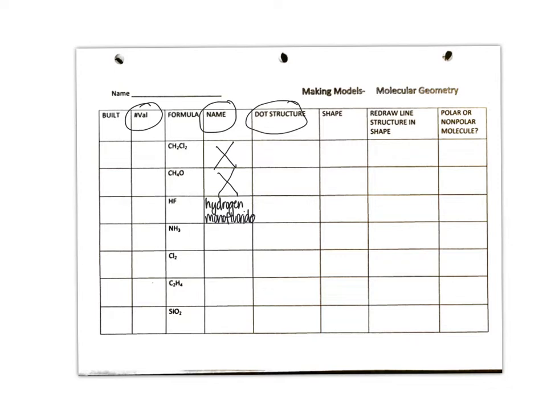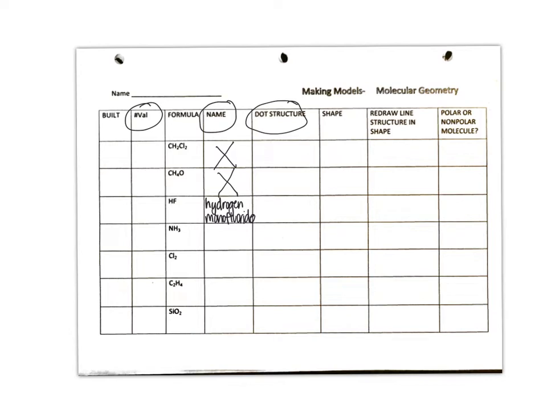So when you're counting your valence electrons, you want to look at each element and know how many valence electrons it has. You need to look at your subscripts to see how many you have of each atom. You multiply by the subscripts, and then you add them all together.